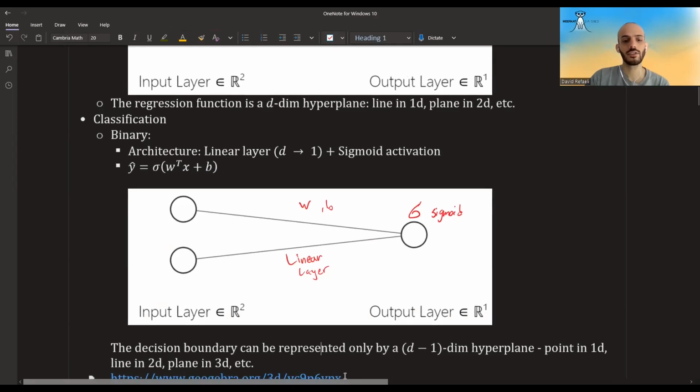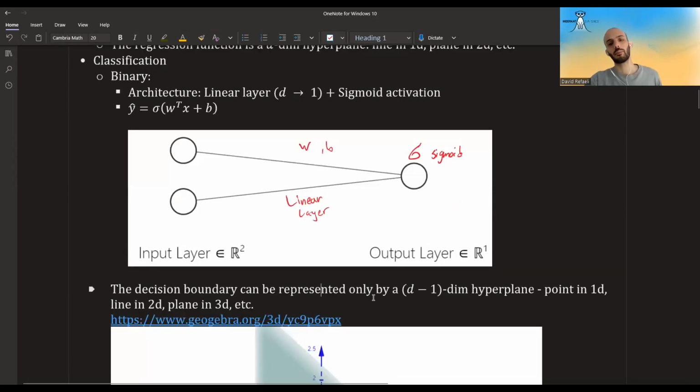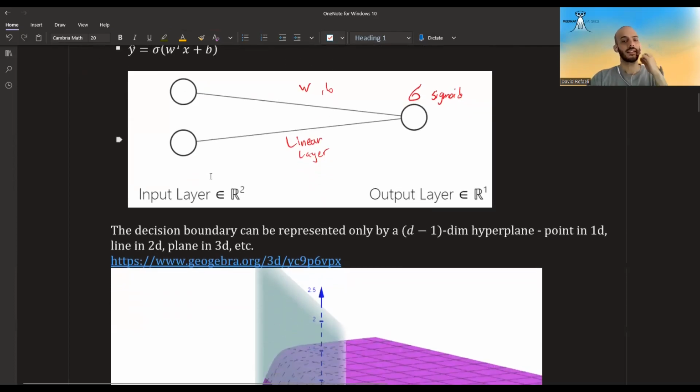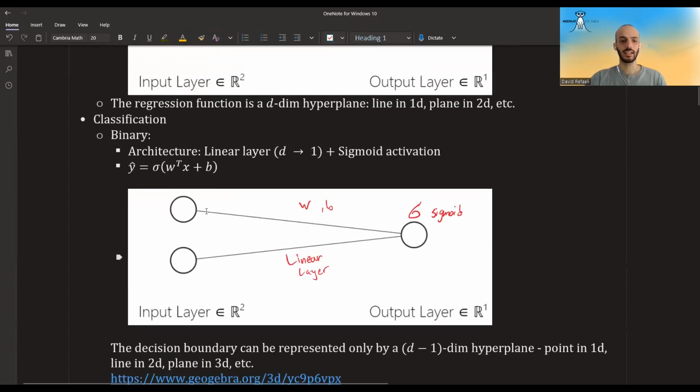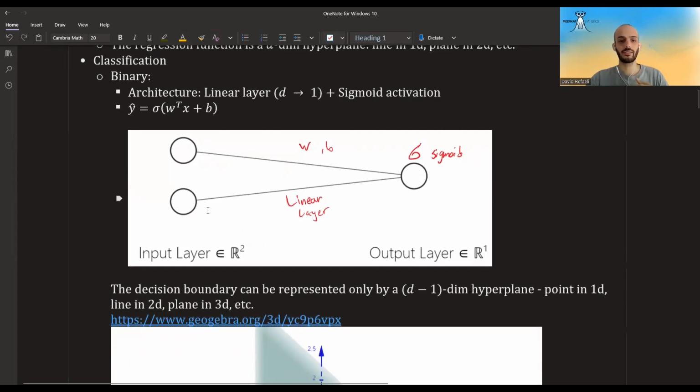Now the decision boundary can be represented by a d-1 dimensional hyperplane. So if we have 1 input, then basically there will be a point, some point where before it the output will be 0, and after it will be 1. Before it will be 1 class, and after it will be another class. And we are looking here at binary classification. If our input is 2D, then we will have some line.